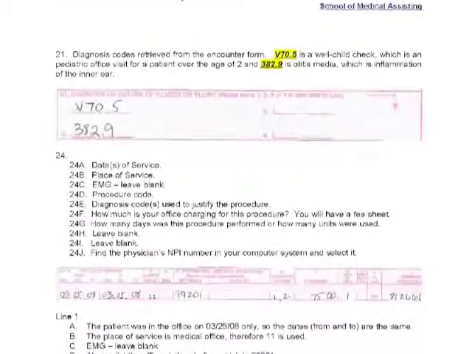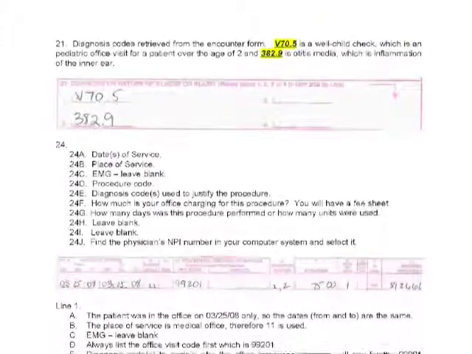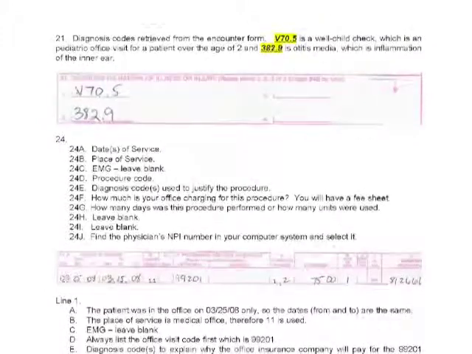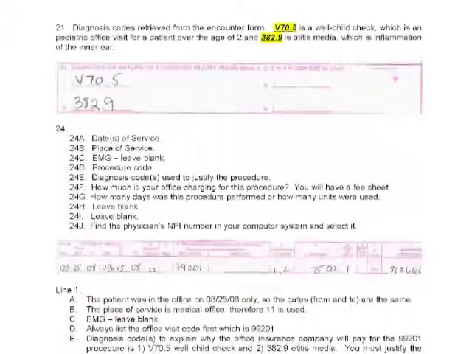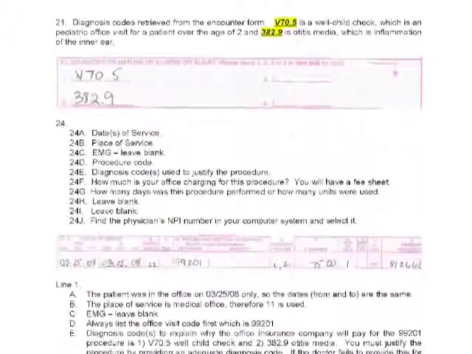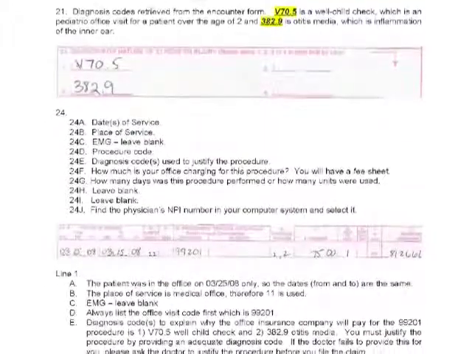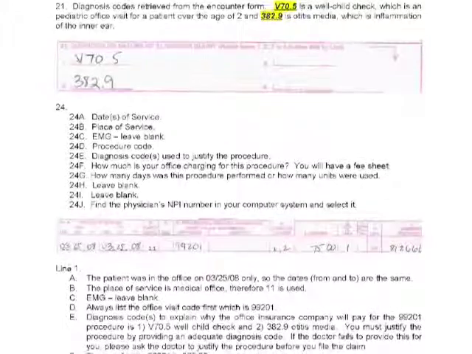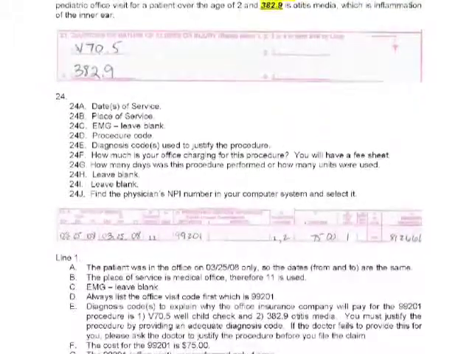24A, we're going to go straight across from A to J each line by line. So go down to line 1. Date of service is 3/25/08 to 3/25/08. It's the same date because the patient was in for an office visit. Place of service is the medical office. That's 11. C, leave it blank. D, always list the office visit code first. Office visit code from the encounter form is 99201.